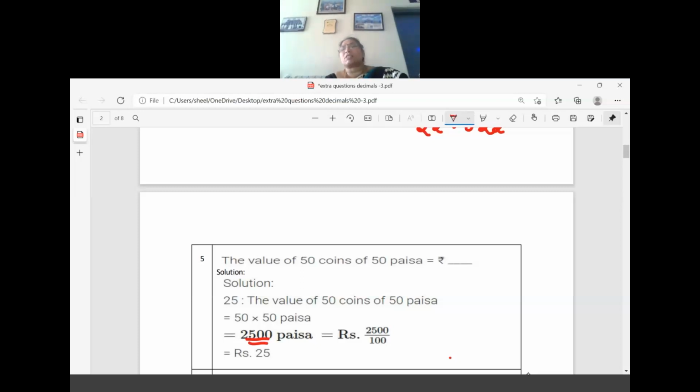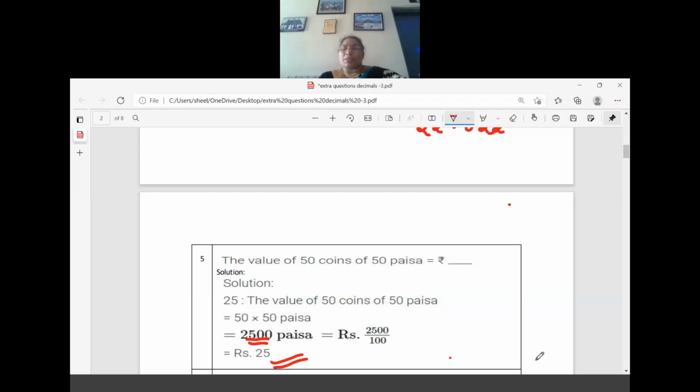But the question asks for the answer in rupees only. So what should we do? We should convert. We know that 1 rupee is equal to 100 paisa, isn't it? So 2500 by 100, that is in rupees now, is equal to 25. You people learned this conversion in fourth or fifth standard itself, so you know it very well, and it is a small conversion only. 100 paisa equal to 1 rupee. The same concept we have used here, isn't it?